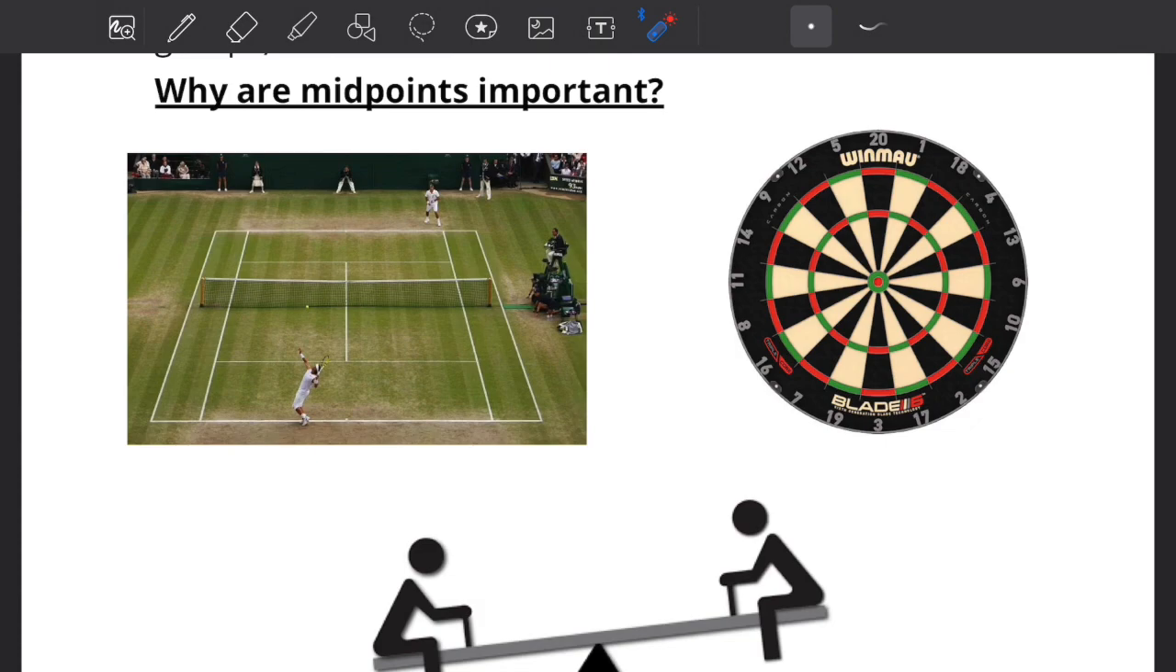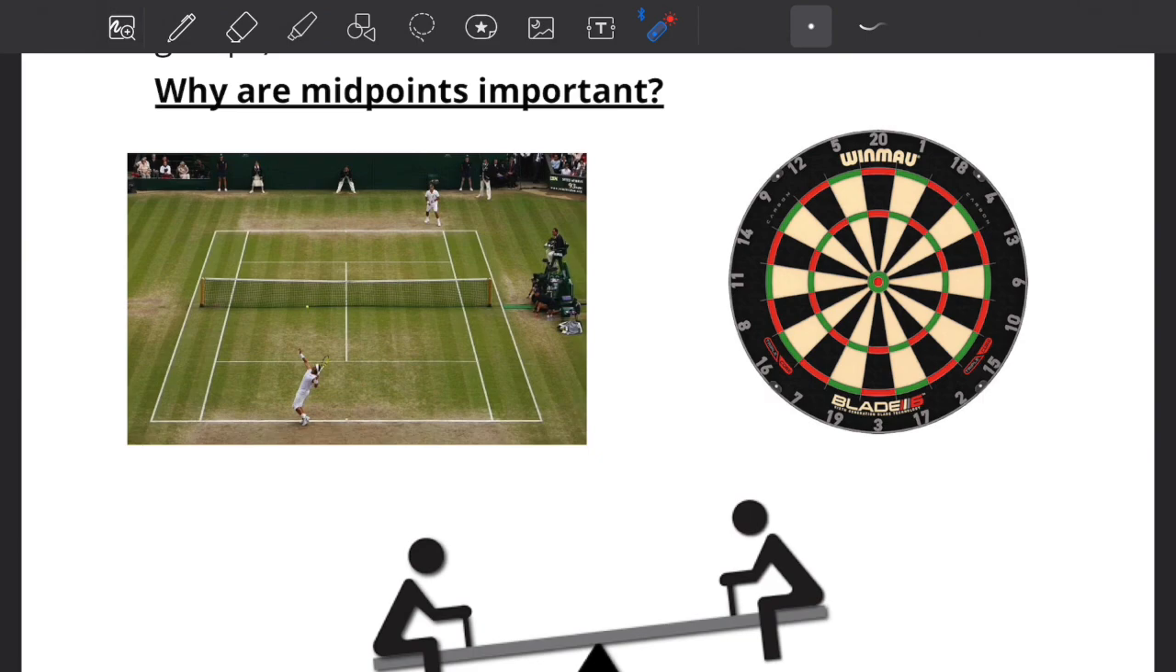Another example is a dartboard. I wanted to provide this example because we're not finding the midpoint of a straight line like the tennis court. Here we have a circle. It is possible to find the center or the midpoint of a circle, and that would be right here in the middle. In the case of a dartboard, it's the premise of the entire game to try to throw a dart as close to the midpoint as possible.